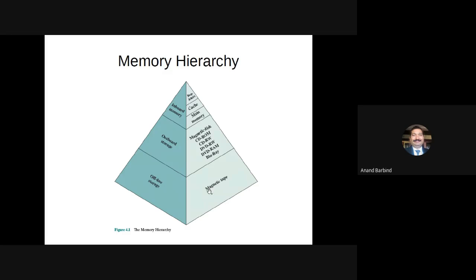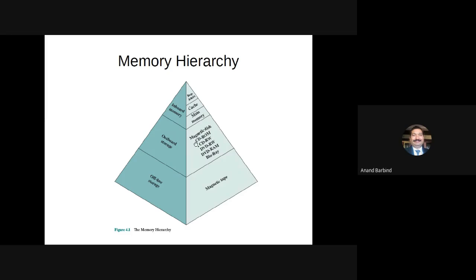This is the pyramid which shows the memory hierarchy. At the top of the pyramid is the fastest memory. So the registers are the fastest memory, followed by the cache and the main memory. These are classified as the internal memory, the registers, cache, and the main memory, which are closest to the processor. So they are the inboard memory, or onboard memory.